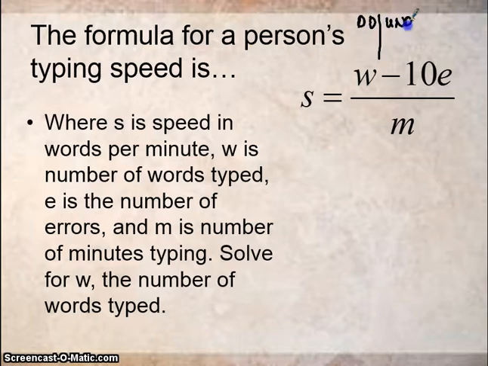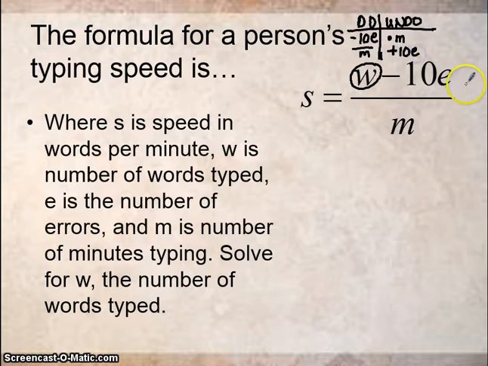Solving for W. So we can see that the first operation occurring is W minus 10E. So the first part in our do will say minus 10E. Then, after we would subtract that, we would have to divide by M. So to undo that, we'll have to multiply by M and then add 10E. So our first step is we're going to multiply each side by M.